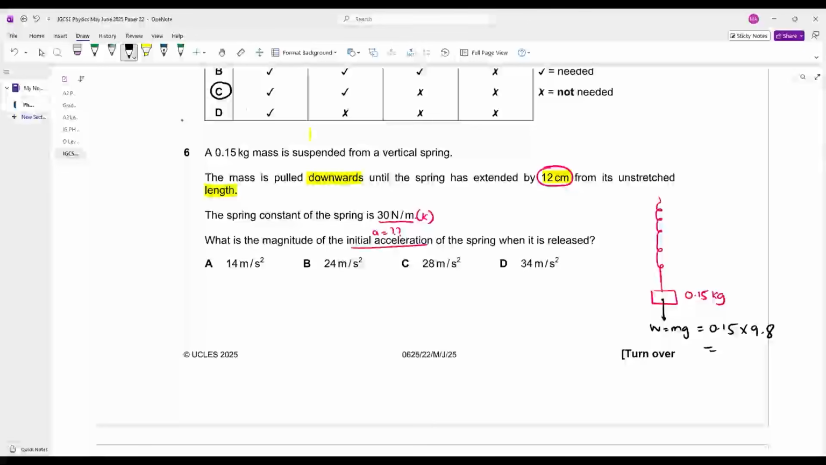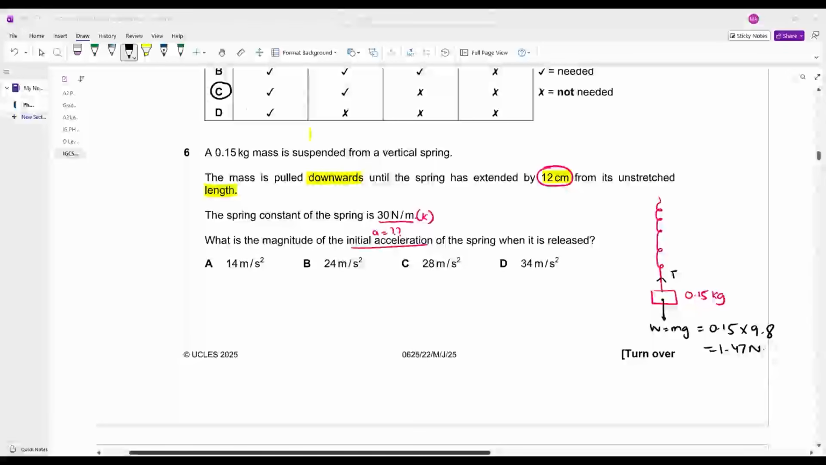What will be the weight of this mass? 0.15 into 9.8. This comes out to be 1.47 Newton. Now, can you also calculate the tension in this spring? बेटा इस स्प्रिंग में टेंशन निकाल सकते हो. कैसे निकालोगे? How will you calculate the tension in this spring? Any ideas, geniuses?